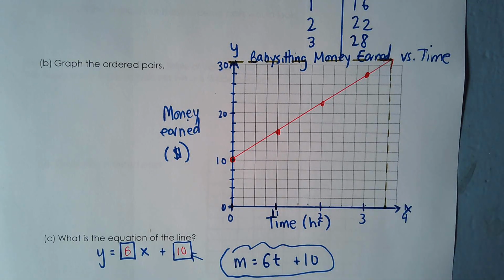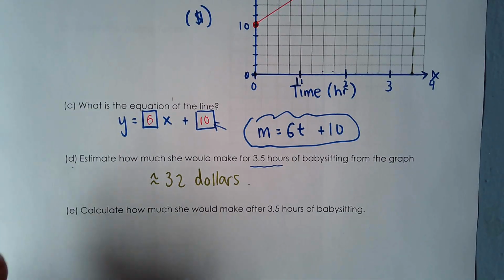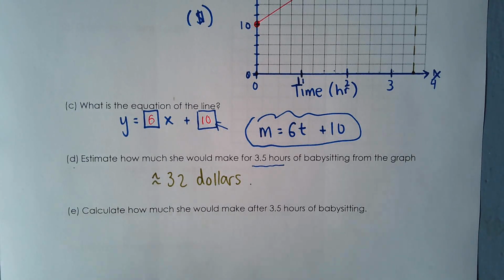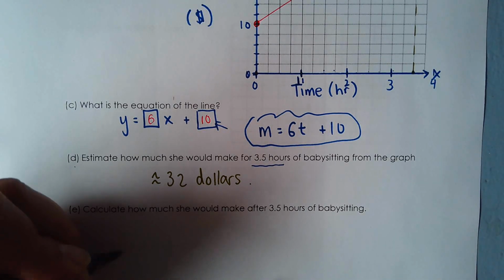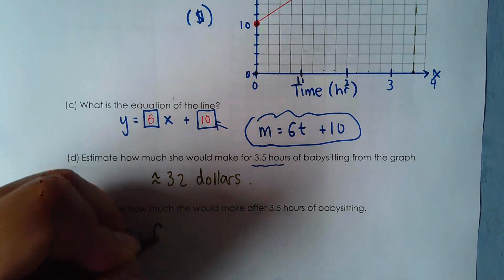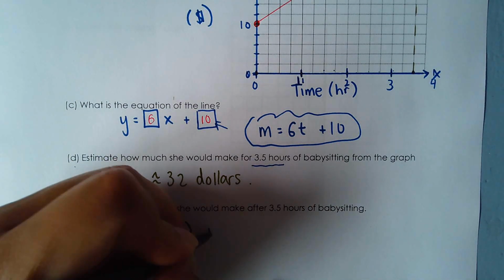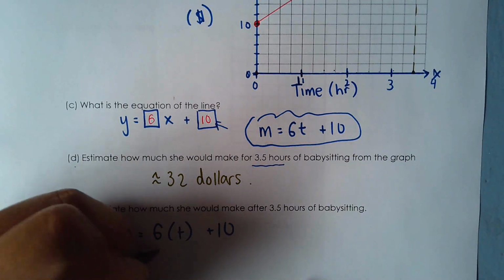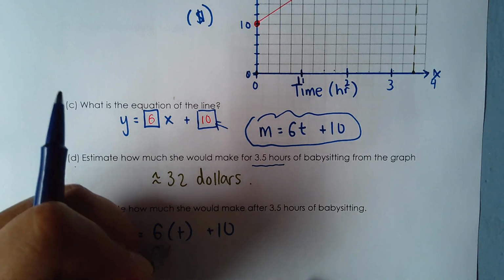Okay, and then when we look at, actually I'll get to that in another part. Part E, calculate how much she would make after 3.5 hours of babysitting. So with that, we can use the equation m equals 6 times t plus 10. And for time, we plug in 3.5.